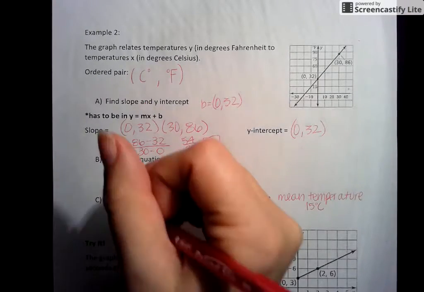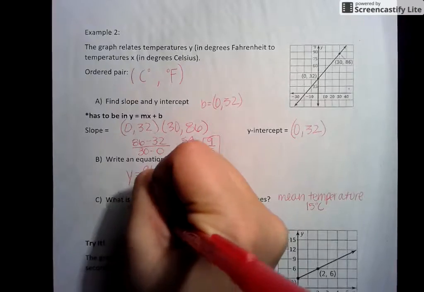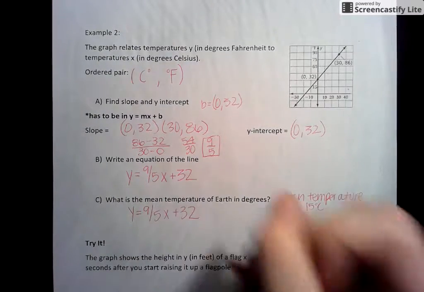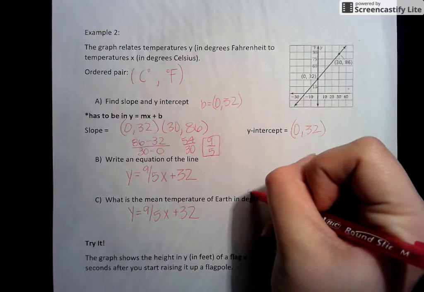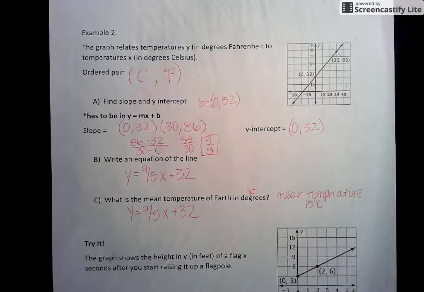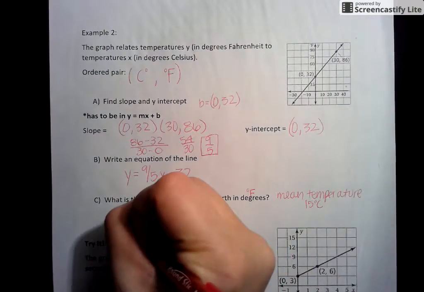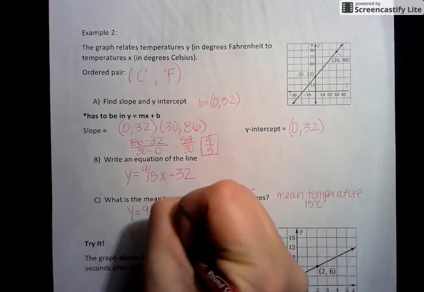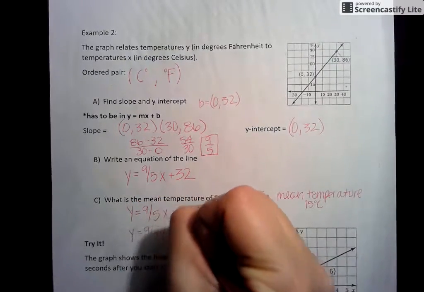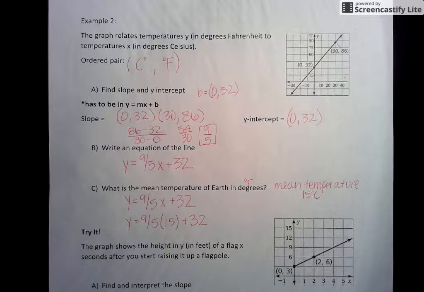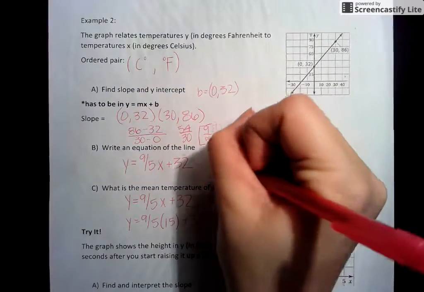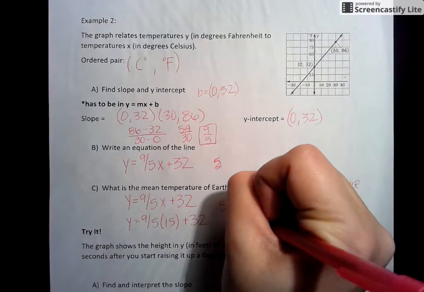So what we're going to do is use that equation: y equals 9/5x plus 32. Now it's asking for degrees, so this is asking for our degrees in Fahrenheit. So we're going to substitute the 15 in for x. So we have y equals 9/5 times 15 plus 32. All that together is going to give us 59 degrees Fahrenheit.